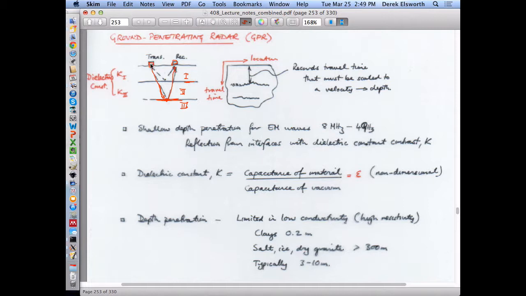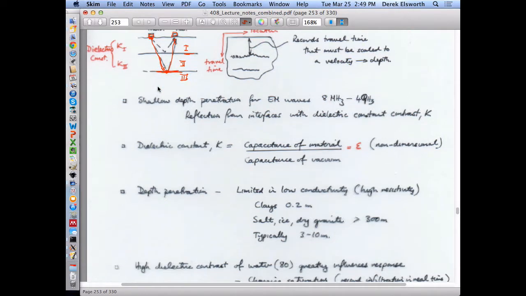So it measures the time it takes for the wave to be emitted, travel down to the interface, and be returned. It measures it just like a reflected seismic wave. But the wave is not seismic, it's not an acoustic wave, it's a radar wave.